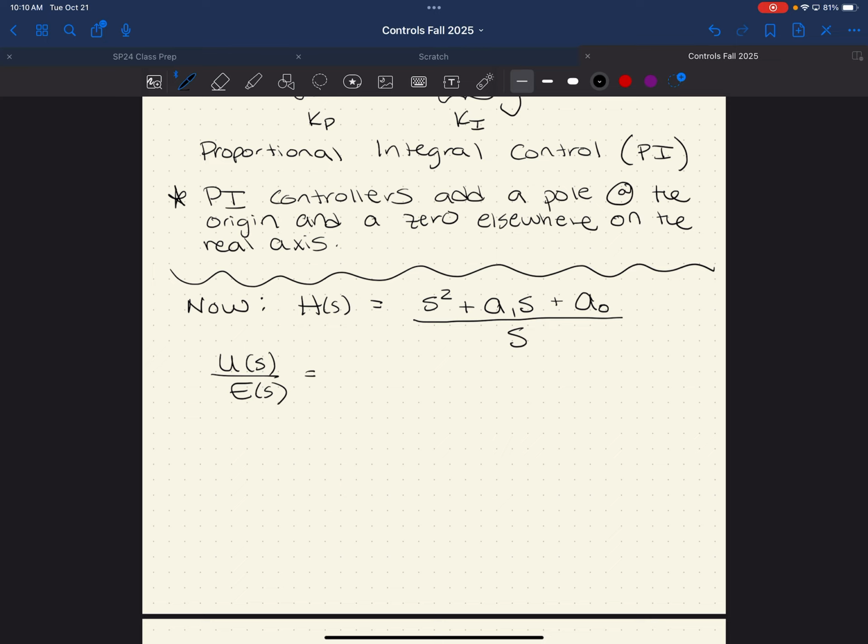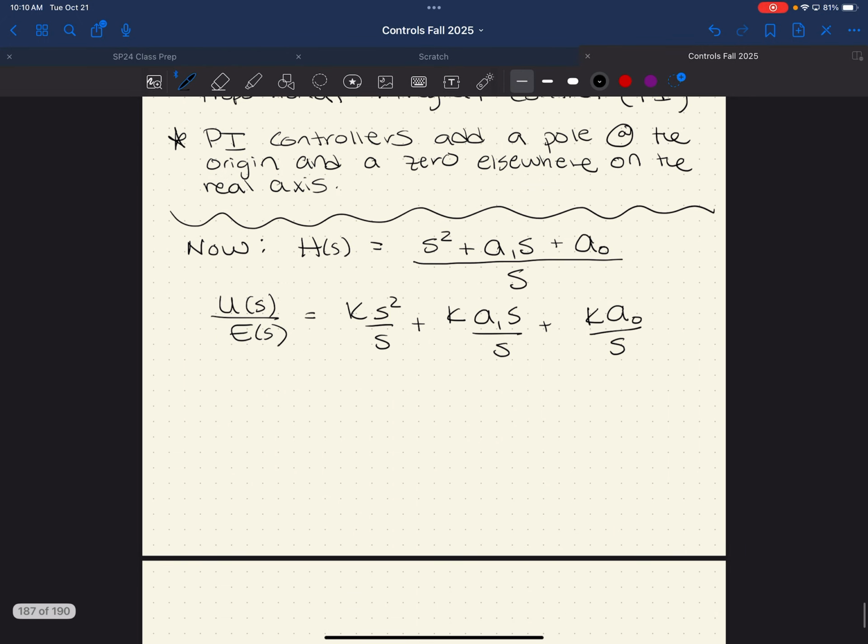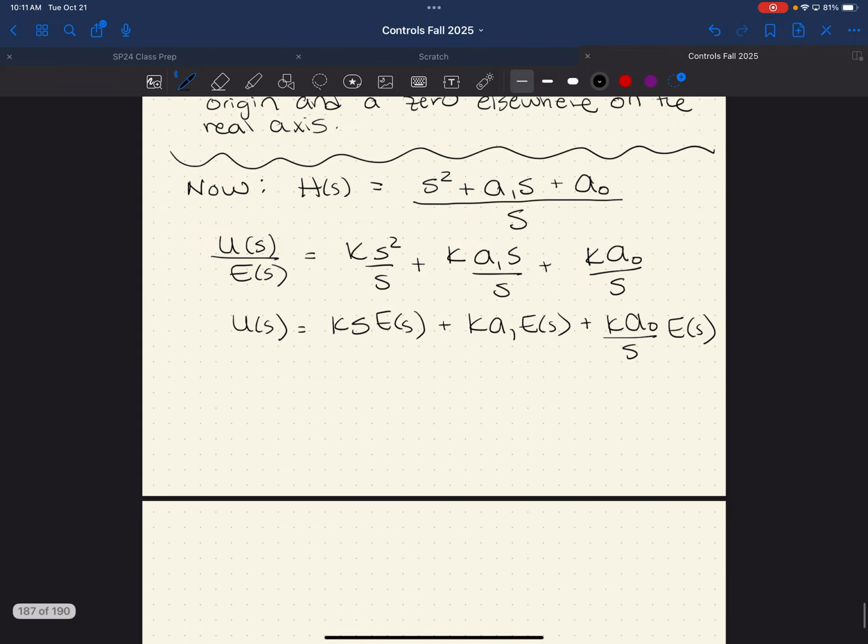I'm going to split it up into terms already. So I'll have a K times s squared over s, plus a K times a1 s over s, plus a K times a0 over s. Okay, there's going to be some canceling that happens here. We'll go ahead and cancel and multiply by E(s). So we'll have K s E(s) plus a K a1 E(s) plus a K a0 over s E(s). You should already be able to tell which term is the proportional, which term is the derivative, and which term is the integral.